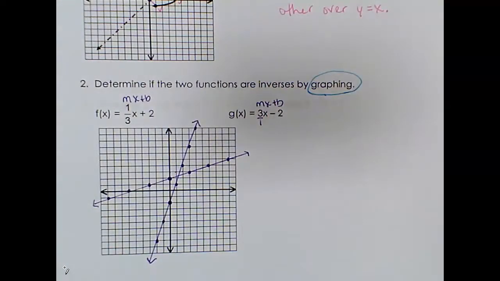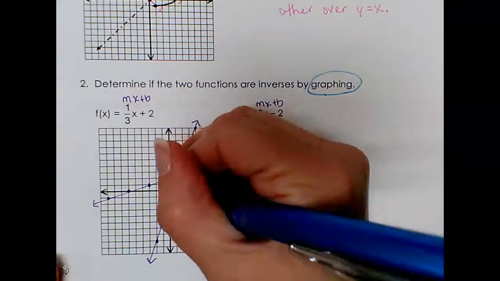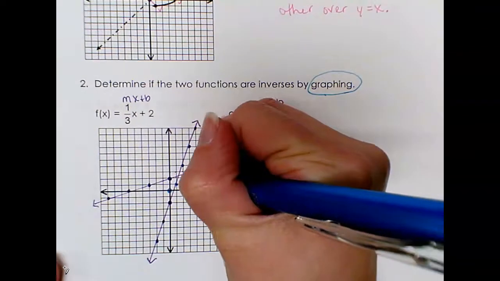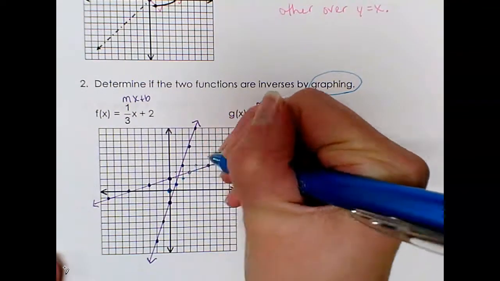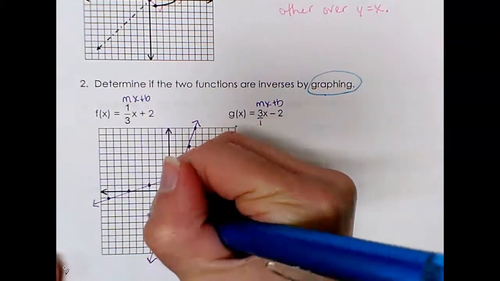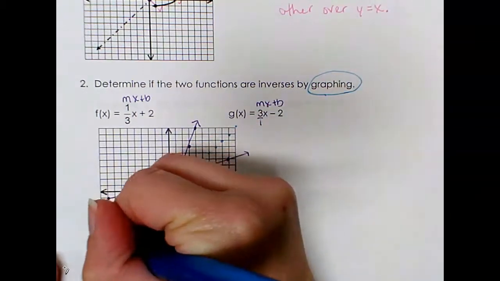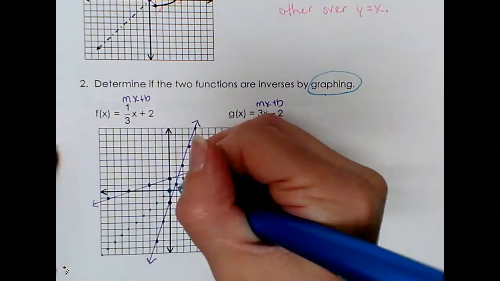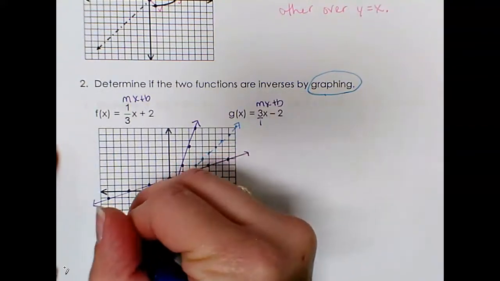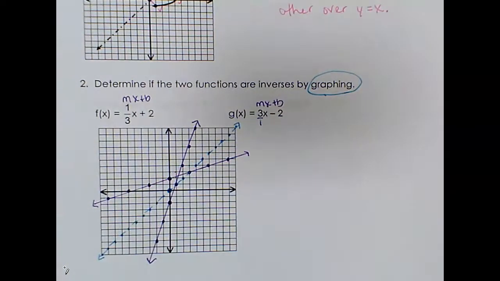Okay, so we graphed the two functions. Now we need to graph the line y equals x, or y equals 1 over 1x plus 0. So I'm going to go ahead and plot my y-intercept. Up 1 over 1, up 1 over 1. I keep going because this is the parent function of all linear functions, y equals x. I'm going to make this a dashed line because it's not really part of my functions. It's just how I'm going to identify if these are inverses.